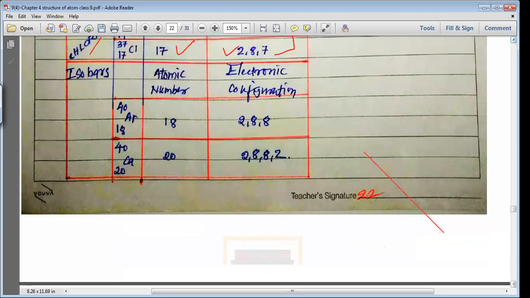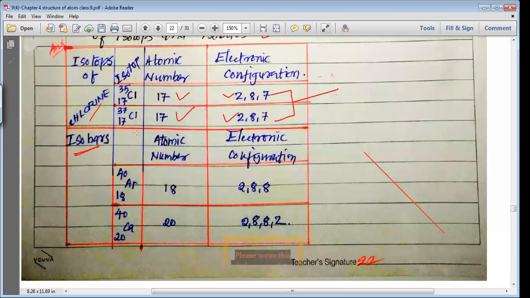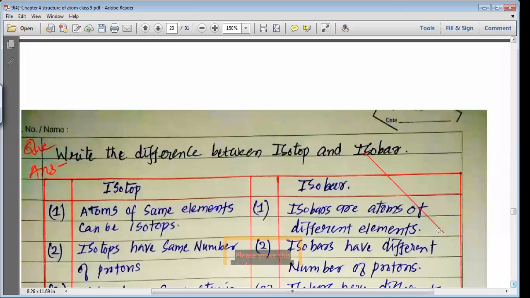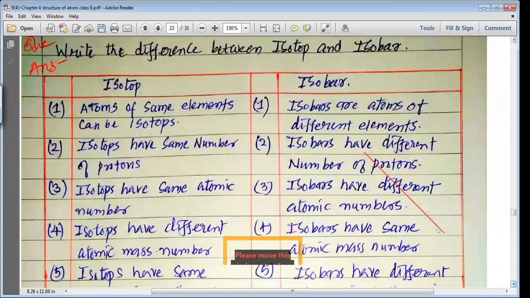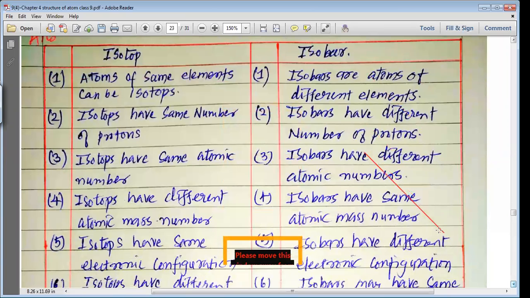Now let us look into the isobars, my dear students. For isobars, we can write the example 18Ar40 and 20Ca40. The atomic number for argon is 18 and for calcium is 20. For atomic number 18, we have the electronic configuration 2, 8, 8, but for atomic number 20, we have electronic configuration 2, 8, 8, 2. So from this, we can say that isobars have different electronic configuration, whereas isotopes have same electronic configuration. Please remember that isotopes have same electronic configuration, but isobars have different electronic configurations.